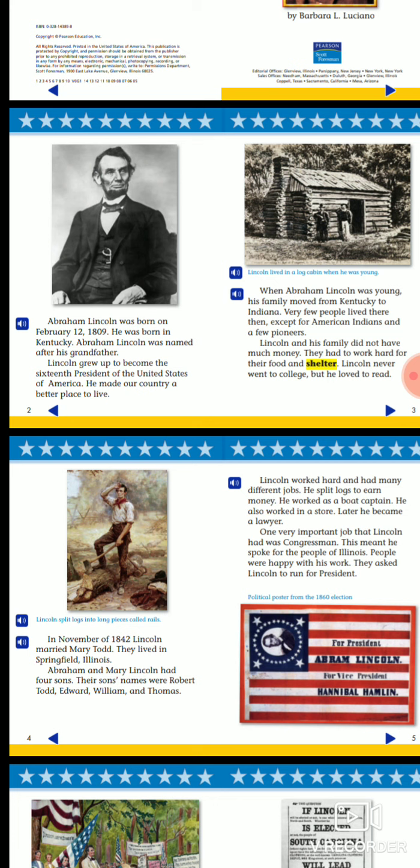Lincoln worked hard and had many different jobs. He split logs to earn money. He worked as a boat captain. He also worked in a store. Later, he became a lawyer. One very important job that Lincoln had was congressman. This meant he spoke for the people of Illinois. People were happy with his work. They asked Lincoln to run for president.